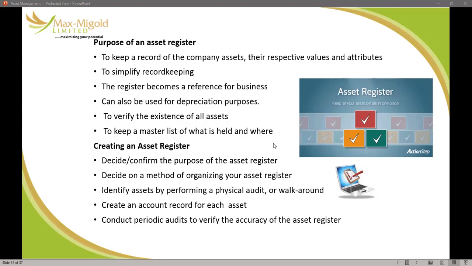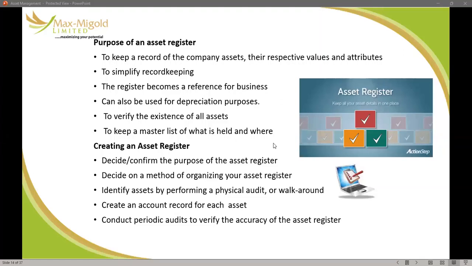Then two, you decide on the method of organizing your asset register. Could it be in terms of hierarchy? Could it be in terms of the operation they perform? Could it be in terms of the financial aspect? Could it be in terms of the period they were bought? Or could it be in terms of the location where they are? It could be state-wise, location-wise, or region-wise. So you decide on the method of organizing them.